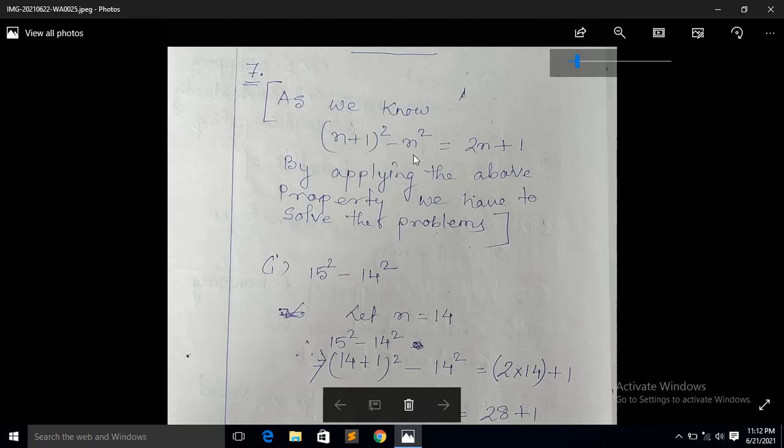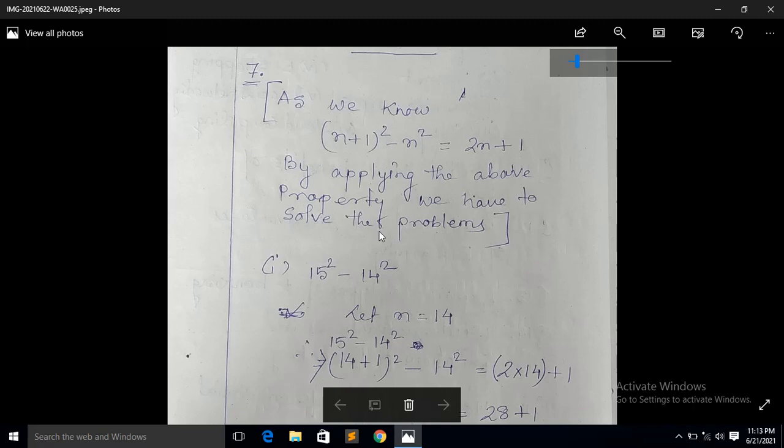See, a square minus b square. So n plus 1 whole square is n square plus twice n plus 1, minus n square. So n square is cancelled, and it remains twice n plus 1. So the ultimate formula will be n plus 1 whole square minus n square is twice n plus 1.